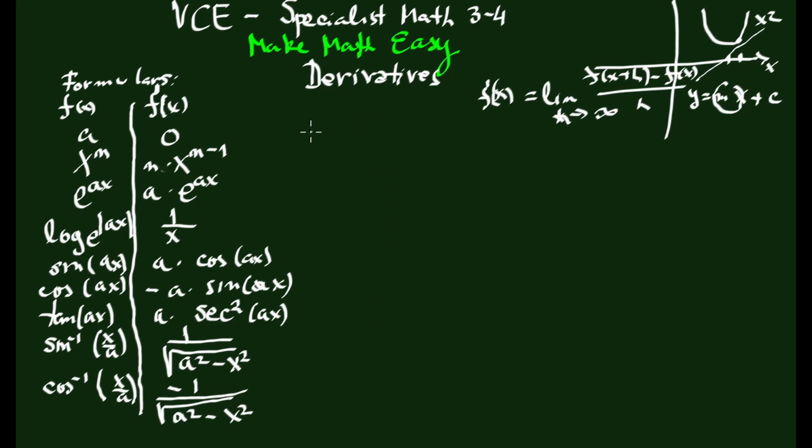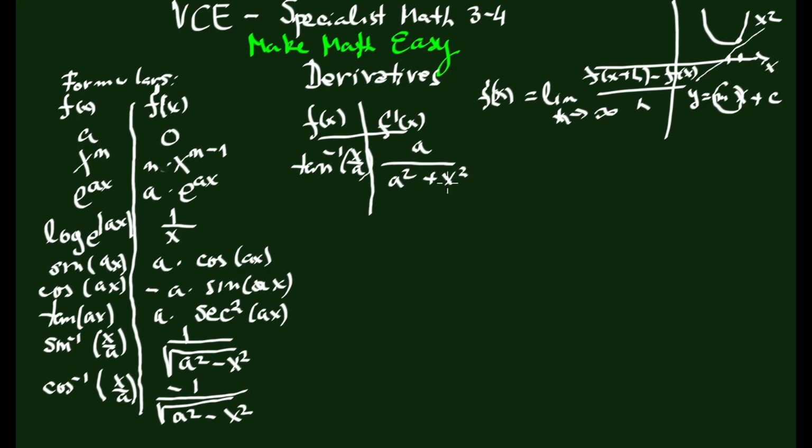Tangents. So yep, left the tangents. Again, f of x and f prime of x, and we have the function tangents on the power minus 1 of x divided by a, and it's a bit different. It's a divided by a on the power of 2 plus x on the power of 2. So that's so far for our formulas.